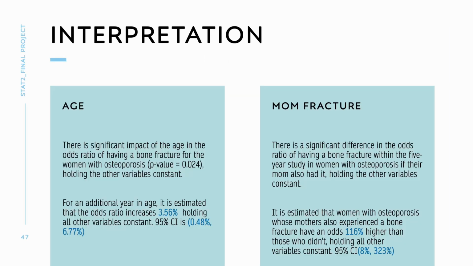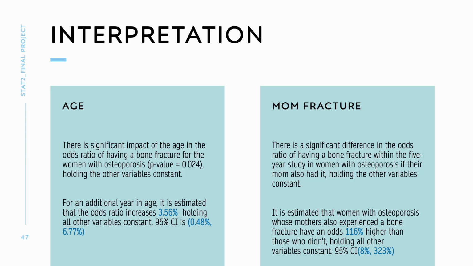The impact of age on the odds ratio of sustaining a bone fracture is notable in women over 55 with osteoporosis. When controlling for other variables, the odds ratio for having a bone fracture within 5 years increased by about 4% for an additional year of age. The 90% confidence interval for this estimate ranges from 0.5% to 7%, indicating that while age is a factor, its practical significance may be limited.